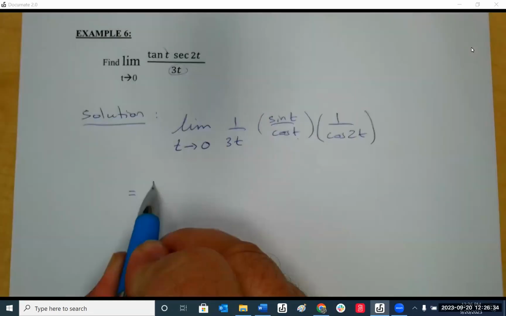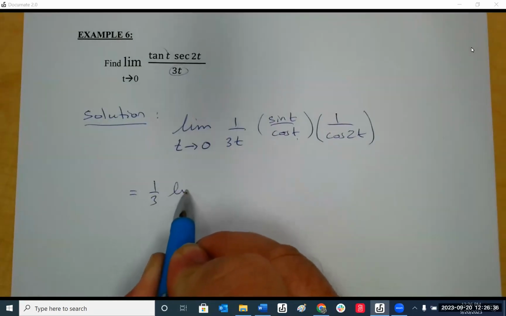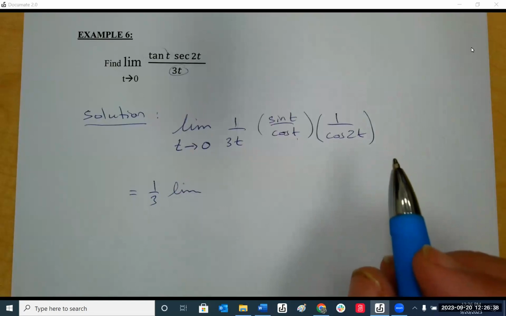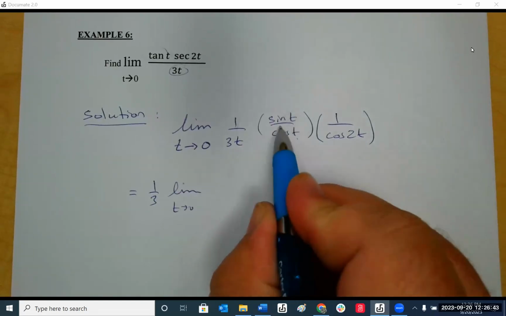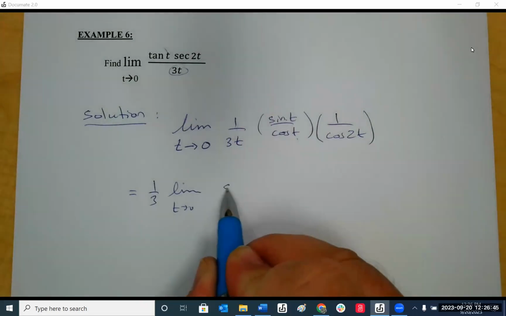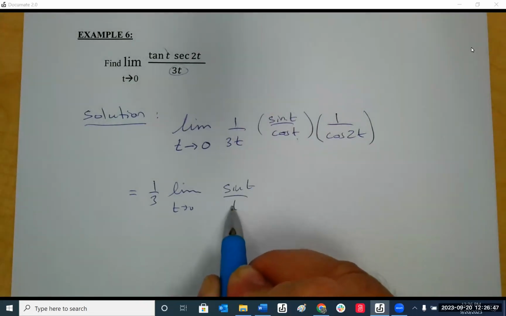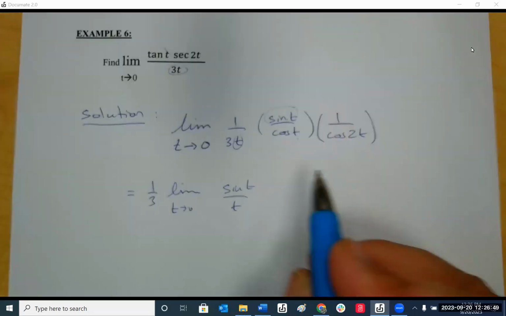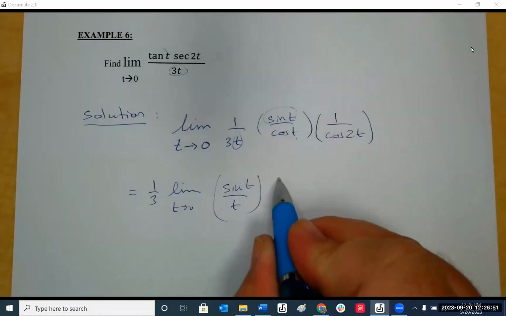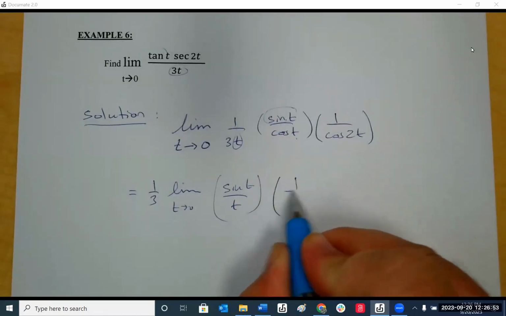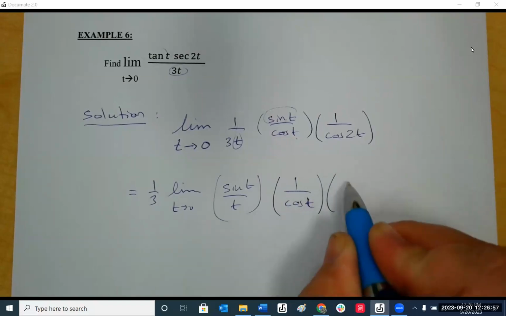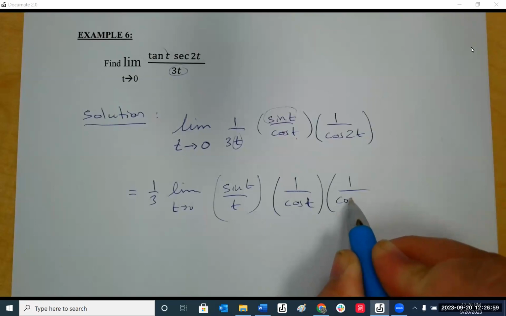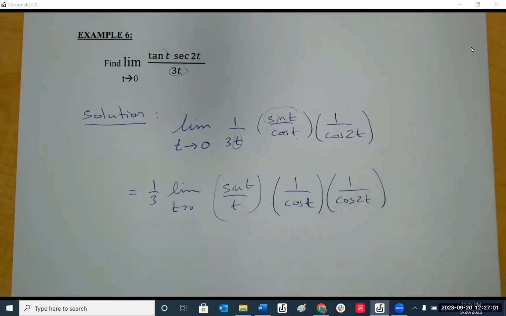So let's see where we can go from here. The 1/3 can come out, it's a constant. As t goes to 0, we can rewrite sine t over t. That combines these two. We have 1 over cosine t, 1 over cosine 2t.